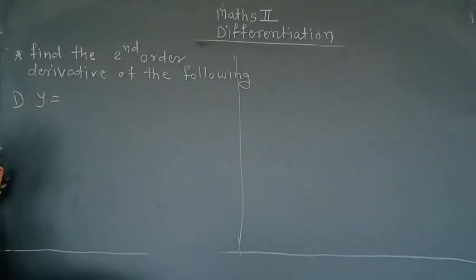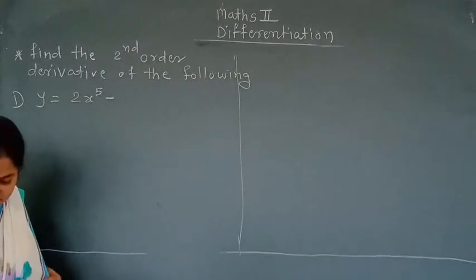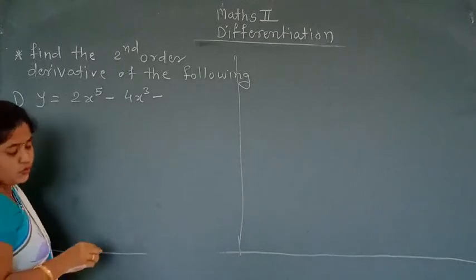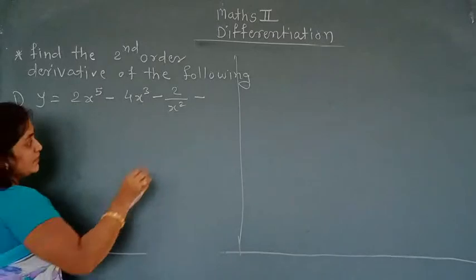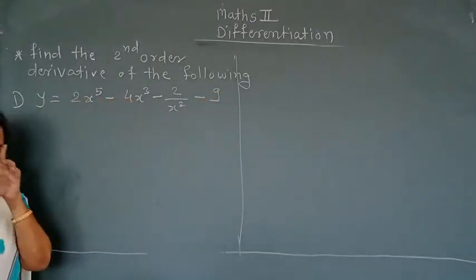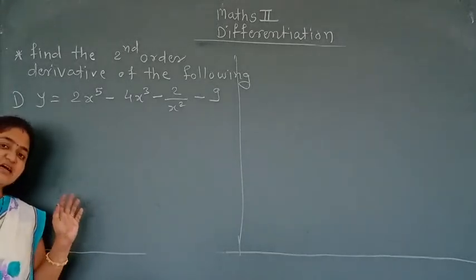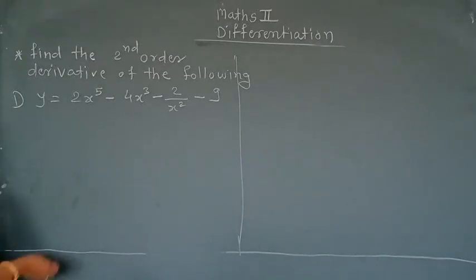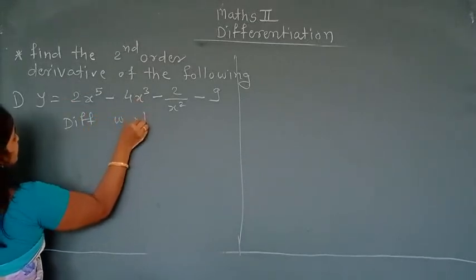y is equal to 2x raised to 5 minus 4x cube minus 2 upon x square minus 9. Okay, so this function is wholly expressed in terms of x. So differentiate with respect to x the first time. Again, the resulting function is in terms of x, so again we can differentiate with respect to x the second time. This is a polynomial function, so differentiate with respect to x.